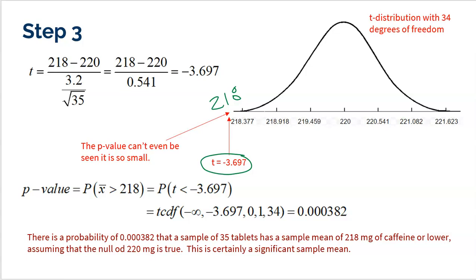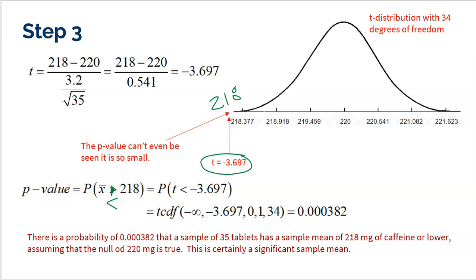So now to find the p-value, and please make sure you have all of this on your paper. This is exactly how it should look on your work. We're trying to find the probability that a sample mean, any other sample mean, x bar, is, it should be a less than sign, right? We always make mistakes. There it is. Less than 218, because my alternative is that I think it's low, or more extreme would be even lower. So I'm going to look at a t-score that is less than negative 3.697, because that's the t-score.